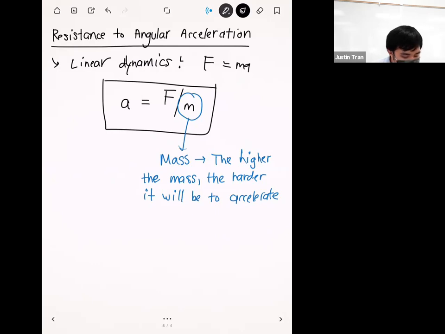And so there's an angular equivalent of this. Certain objects are going to be harder to rotate than others. And so we call that quantity angular inertia, or more specifically, we call it the moment of inertia.